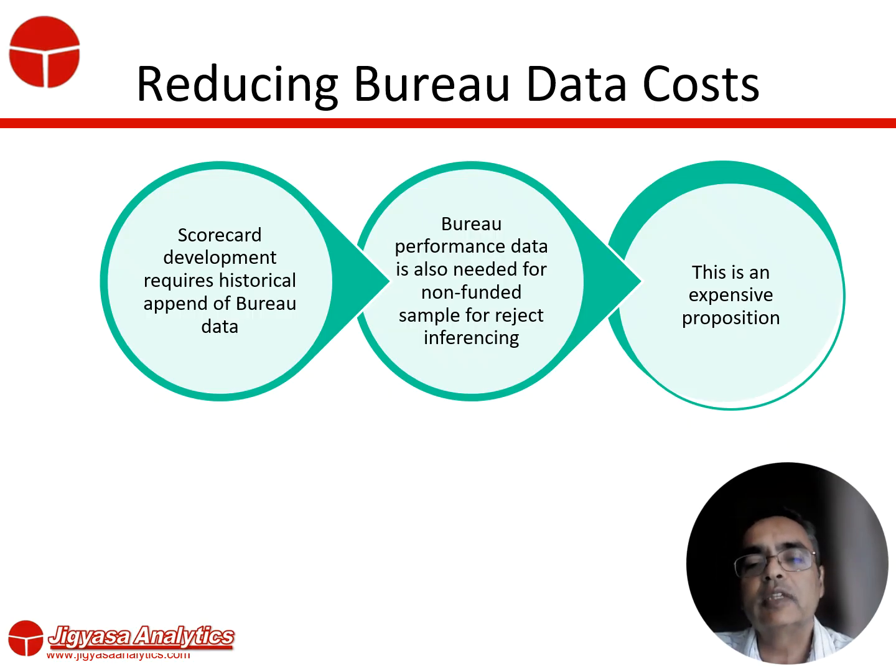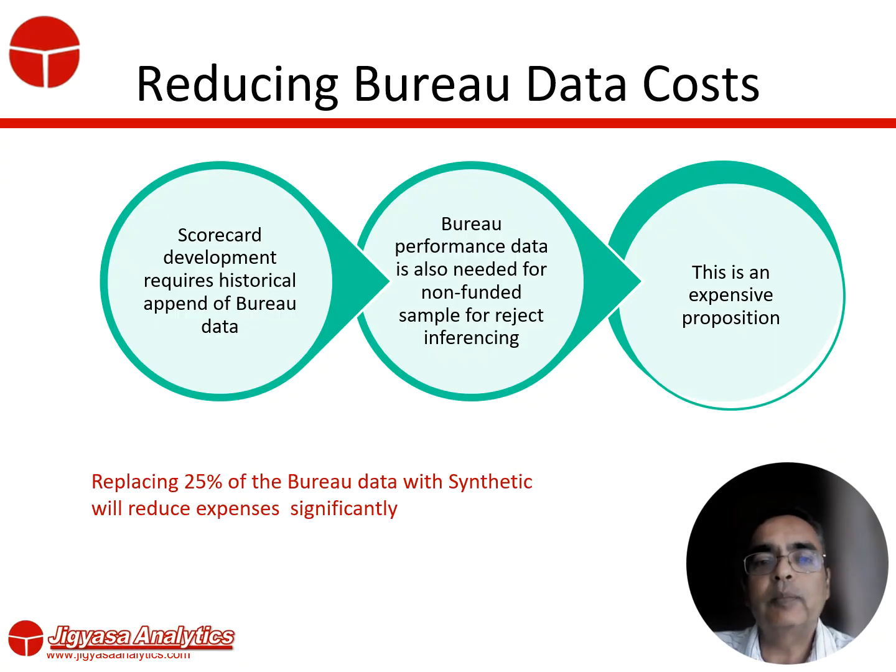So what if, say, we just cut the bureau sample by say 25% and instead use synthetic data for 25% of the sample instead of real data, and we have seen the performance doesn't change, and using this we can then have lower costs of building the scorecard. And not only does this allow us to build the models at a lower cost, but that means since they are cheaper to build, we can build them more often and be more up to date in our analytics process.